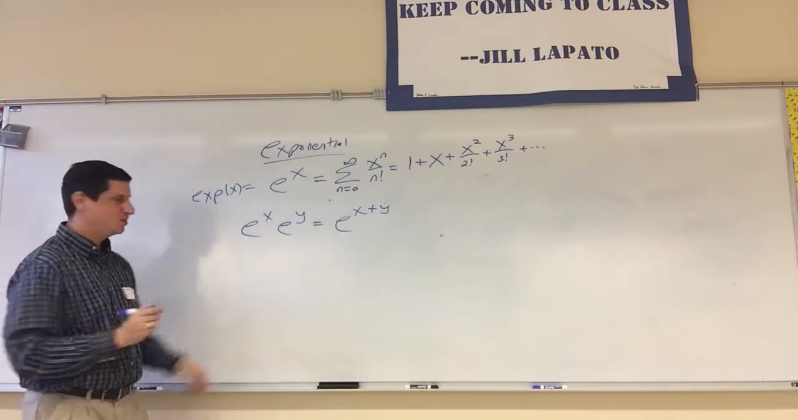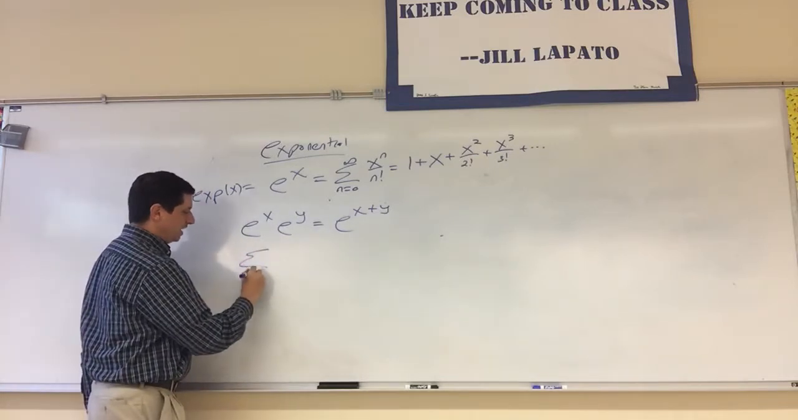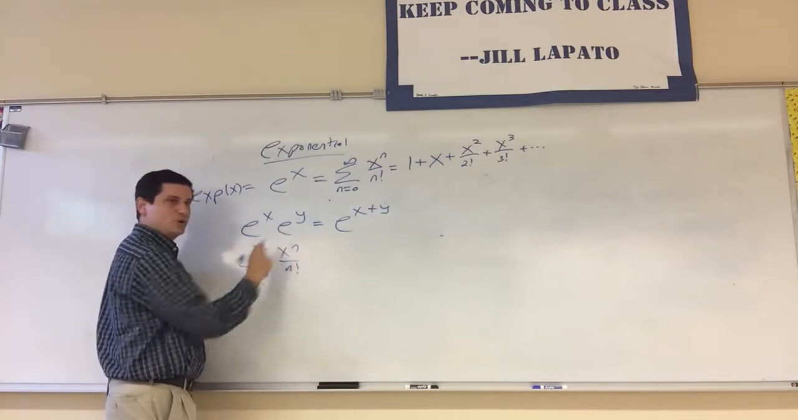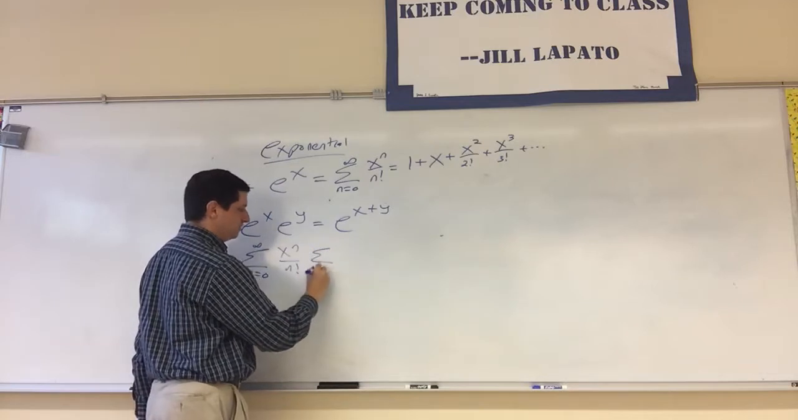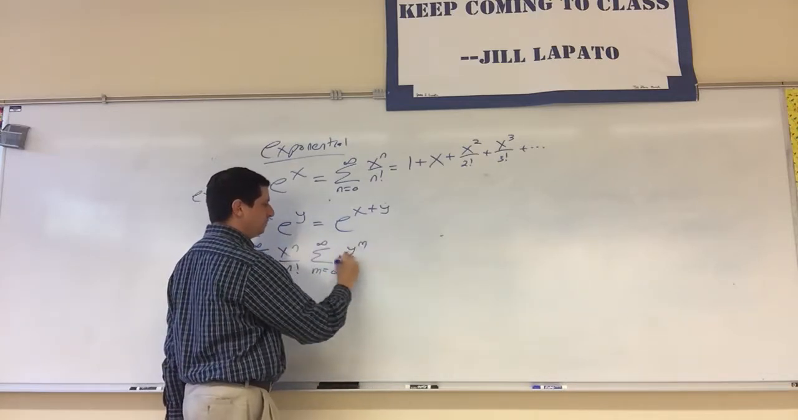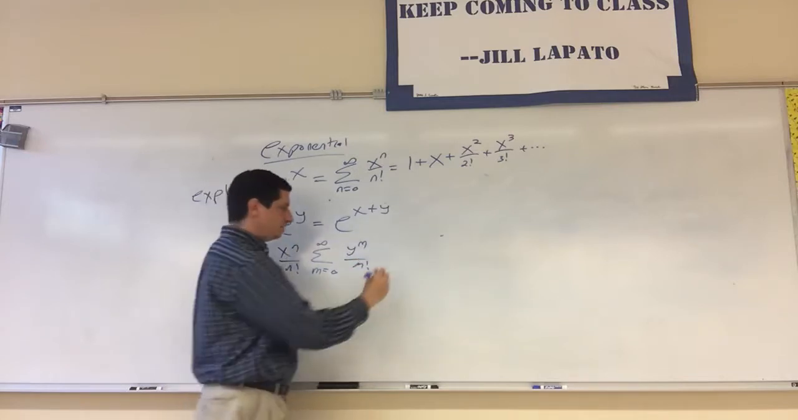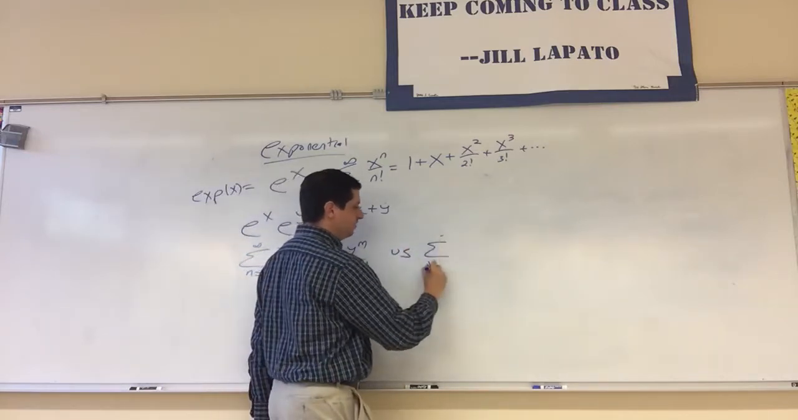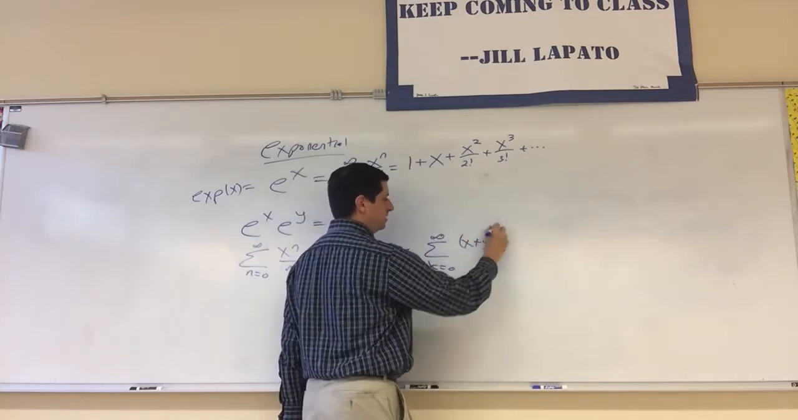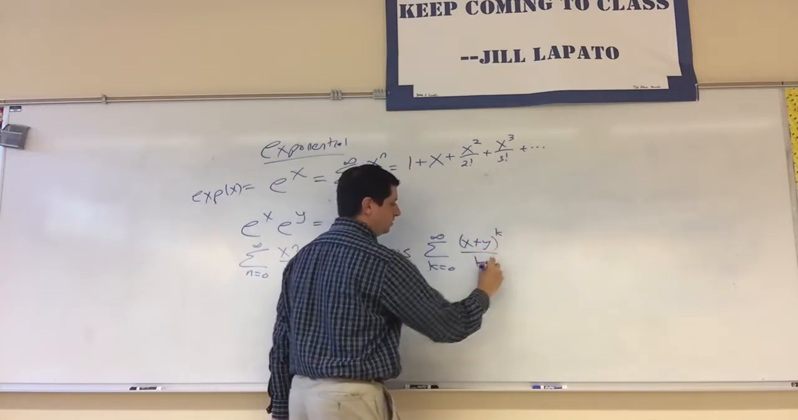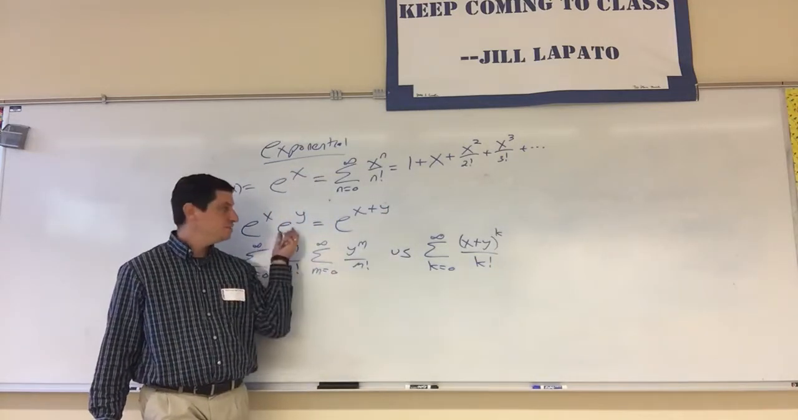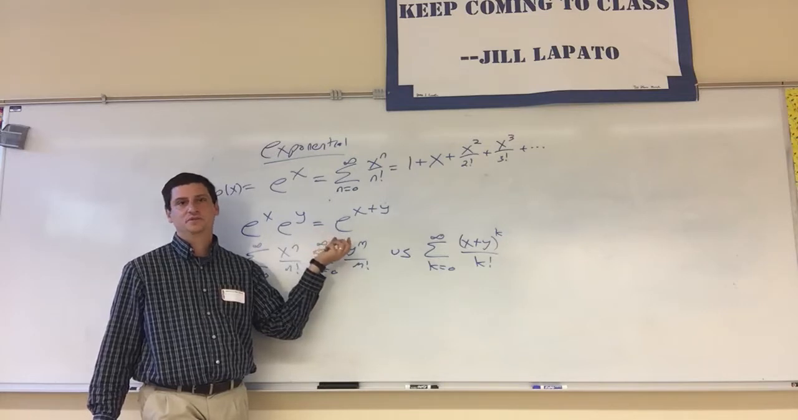What is e to the x times e to the y? It's the sum, and it goes from 0 to infinity, x to the n over n factorial. What's e to the y? It's the sum, I have to use a different letter, m goes from 0 to infinity of y to the m over m factorial, versus the sum k goes from 0 to infinity of (x plus y) to the k over k factorial. This is a product of two infinite sums.